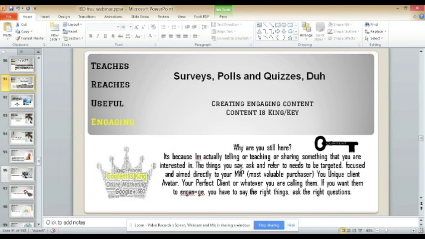How do you engage? That seems to be an issue for some people. It was an issue for me. Surveys, polls, quizzes, create engaging content. They want to engage with you, but you have to be willing to do it. You see other people, you respond to polls and surveys and quizzes, but for some reason we don't actually want to put it out there.